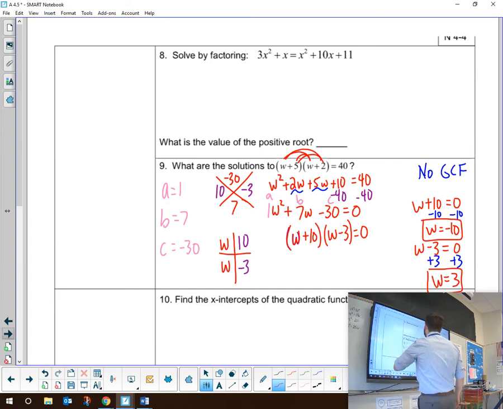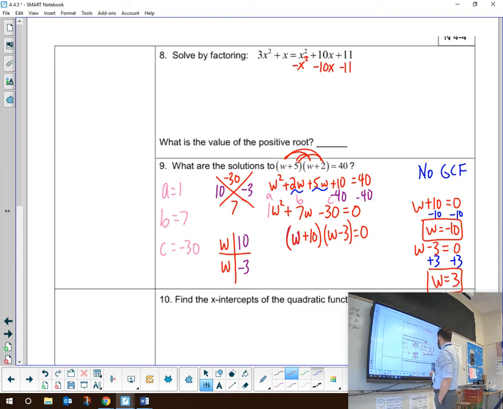All right. Number 8. Once again, we're trying to solve this one by factoring, right? So first step, move everything to one side of my equation. So I'm going to minus 10x minus x squared minus 11.